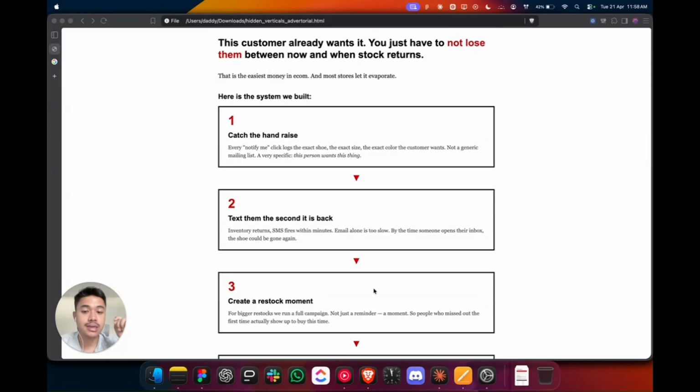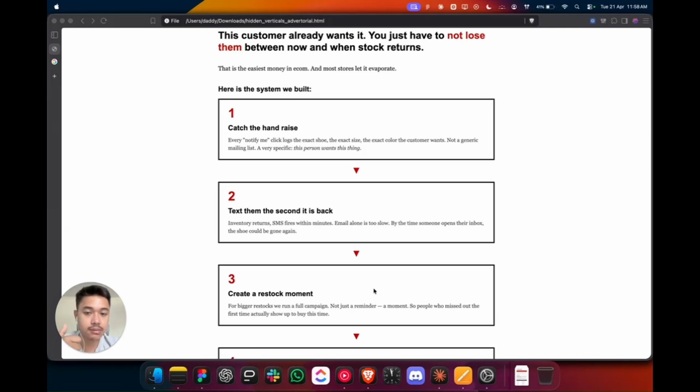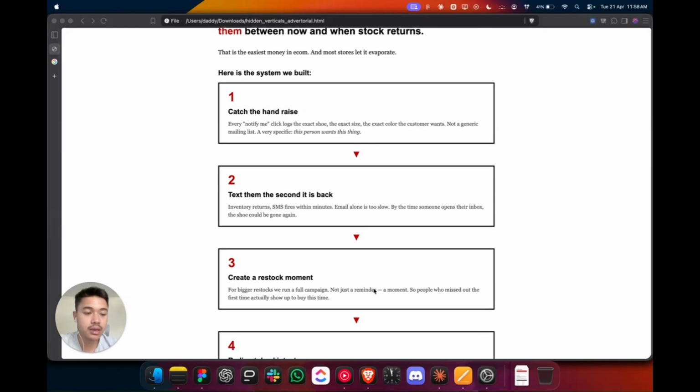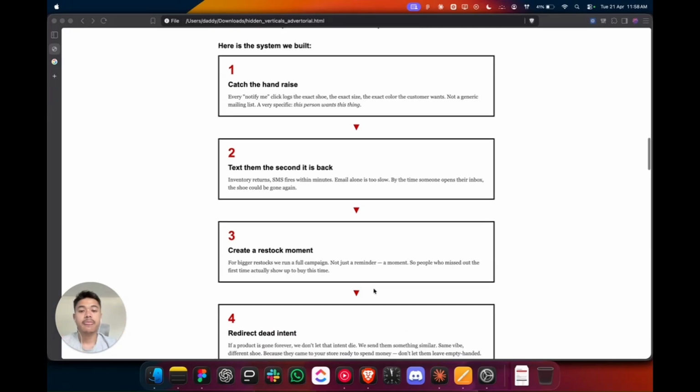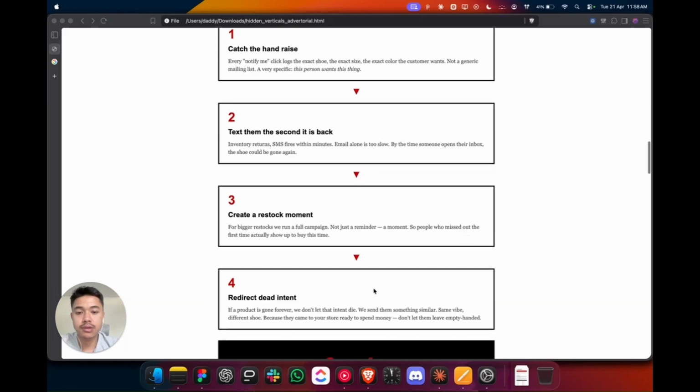Second one is text them the second it is back. And here is where I emphasize the importance of SMS when it comes to retention marketing. Inventory comes back, SMS fires within a minute. Email alone is too slow. By the time someone opens their inbox, the shoe could be gone again. So send them a text instead of an email. Email will do the job just fine, but there is nothing better than SMS when it comes to customers who are just waiting on a notification for the exact product to come back. It's better if you DM it, but you know how that works.